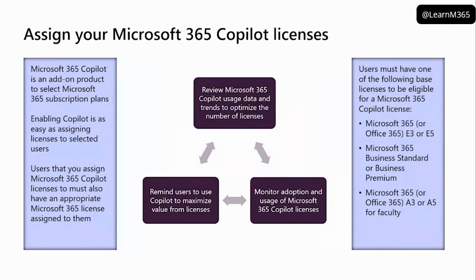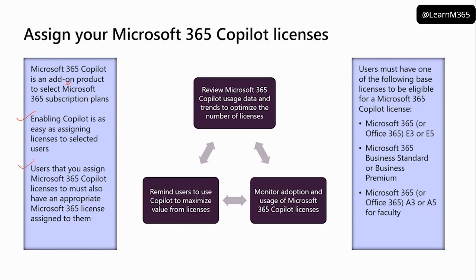Then assign your Microsoft 365 Copilot licenses. Microsoft 365 Copilot is an add-on product, as in you can use it on top of something. You need to have base licenses. There is a list of base licenses and you can use the Microsoft 365 Copilot license with those applications. Enabling Copilot is as easy as assigning licenses to selected users. Of course, because it is a license. You don't need to set up any kind of extra configuration for that. Simply purchase the license and assign it the way we assign other licenses from the Microsoft 365 Admin Center.